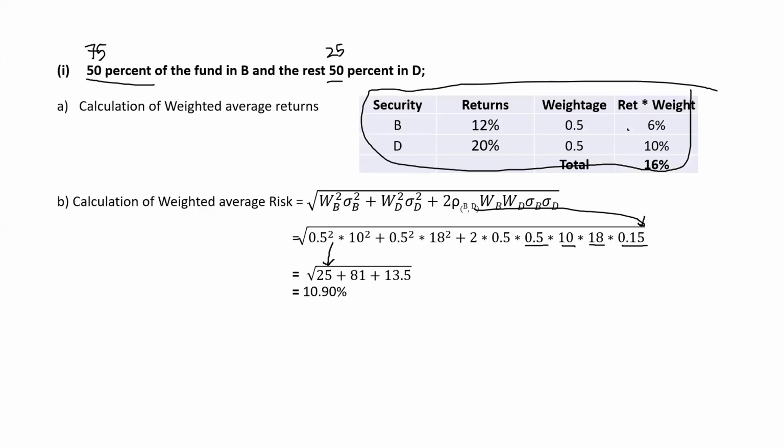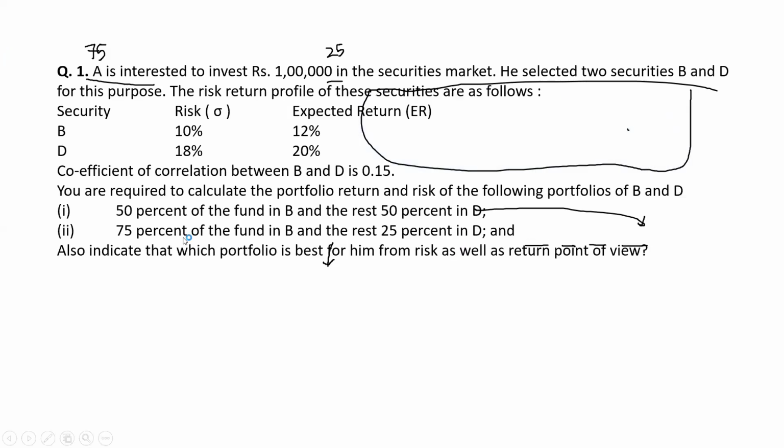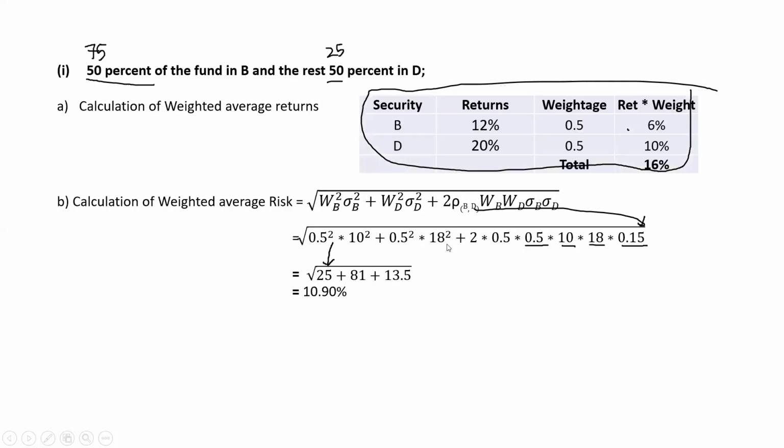Okay. Now here, like in the second question, they have asked you if the weightage is 75 and 25%, then what would be the change?